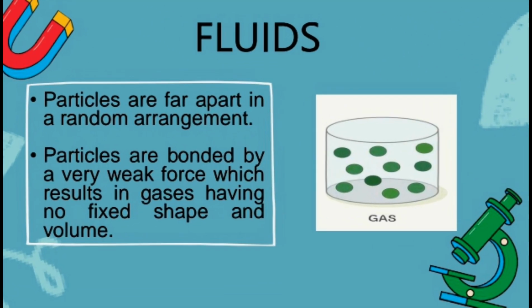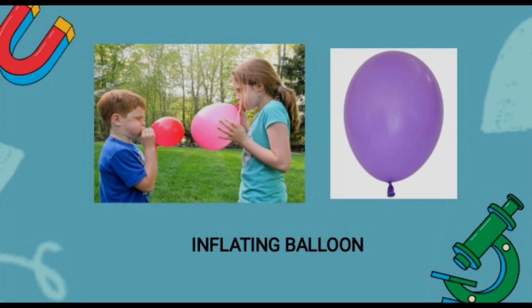Now, let's proceed to gas. As we all know, gas cannot be seen with our naked eye. Based on the illustration, in the molecular structure of a gas, particles are far apart in a random arrangement. Particles are bound by a very weak force, which results in gases having no fixed shape and volume. For example, when we inflate a balloon, the gas particles inside move freely and spread out to fill the space. This happens because gas particles are far apart and can move independently, allowing them to occupy the available space inside the balloon.